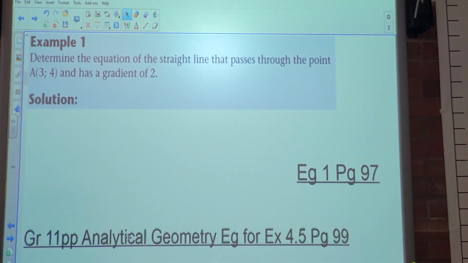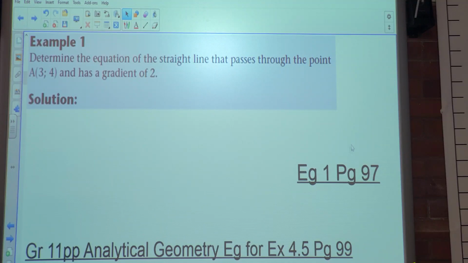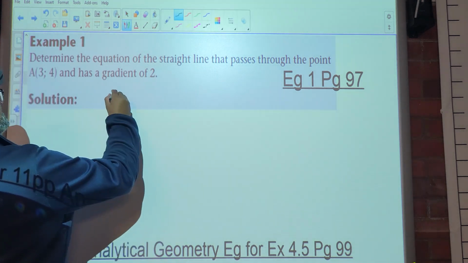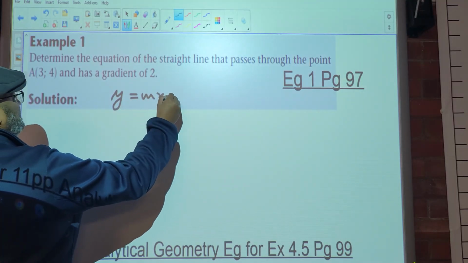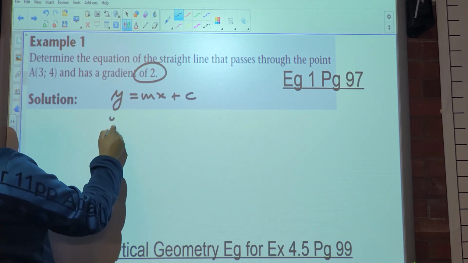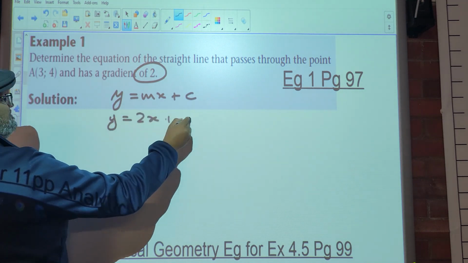The question says determine the equation of a straight line that passes through the point (4, 3) and has a gradient of 2. People, what's the standard form of a straight line graph? y is equal to mx plus c. We have the gradient of 2, so that is your m value. So y is equal to 2x plus c.